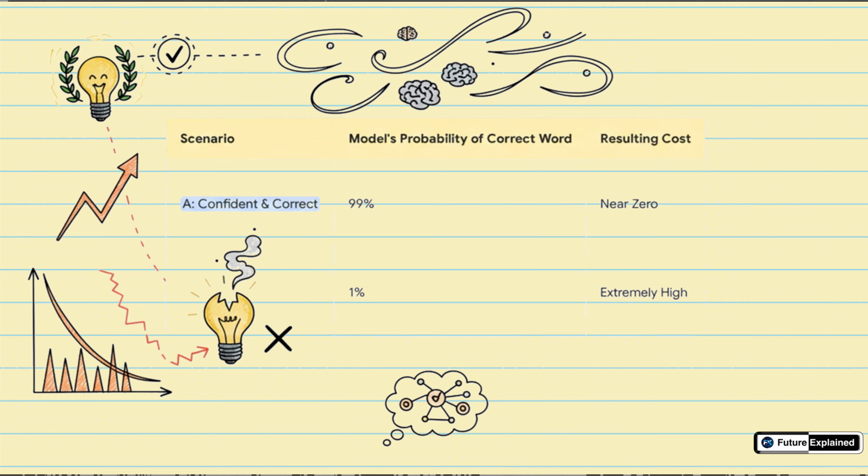And this table here just lays it out perfectly. Look at that first scenario. If the model is confident and it's correct, let's say it gave a 99% probability to the right word, the cost, or the error, is basically 0. Great job. But now look at scenario B. What if it was confident but totally wrong? It gave only a 1% chance to the word that was actually correct. Well, in that case, the cost just shoots through the roof. It's the model's way of screaming, "Whoa, I messed that up badly." It's a huge signal that something needs to change.